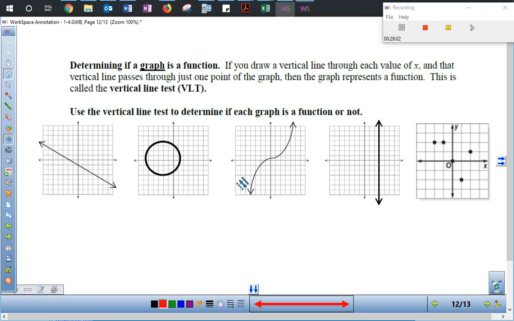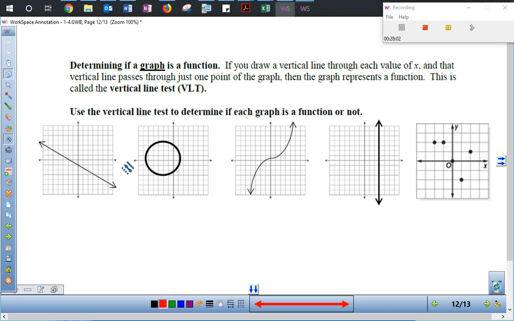Now here's what we need to do. You need a straight edge, and we're going to see if we can draw vertical lines through any part of the graph that they give us. And if it only goes through one point when we draw it, it's a function.